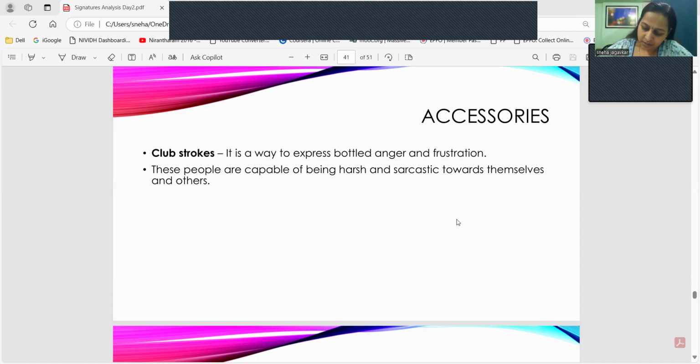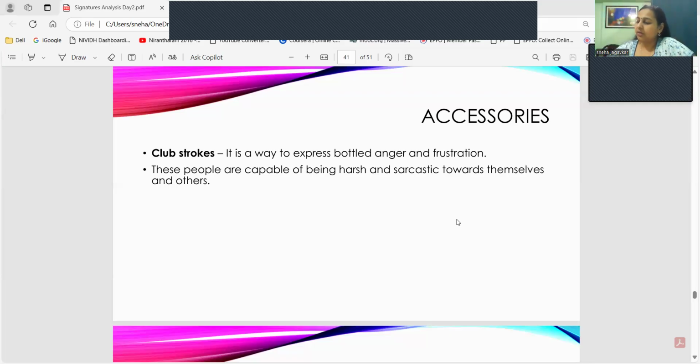Or say, for example, G, Q, Y, J, C, G, H, I, J, K, K also a little bit, S, T, Z. So see, over here you can see these alphabets. All these are capable of having a club stroke. So Z, J, K, Q, G, Y. These are all club strokes.